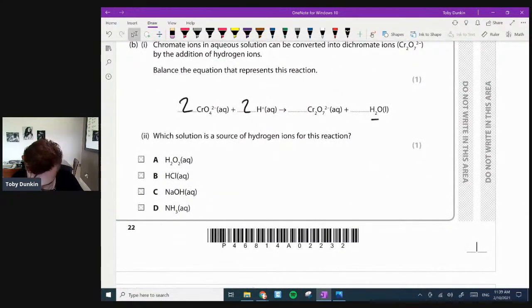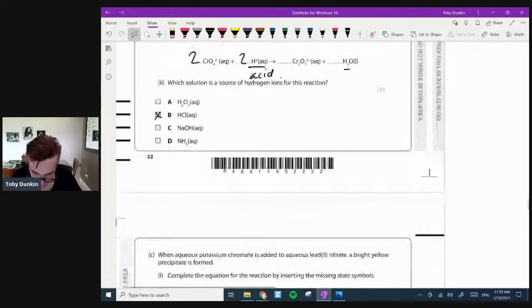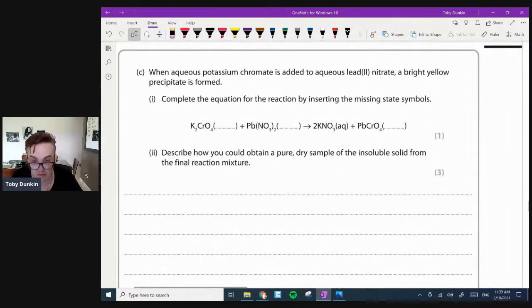Which solution is the source of hydrogen ions in the reaction? The only acid there, which is B. H plus is what makes an acid an acid, so find the acid in the equation. Next, or the acid in the question even.